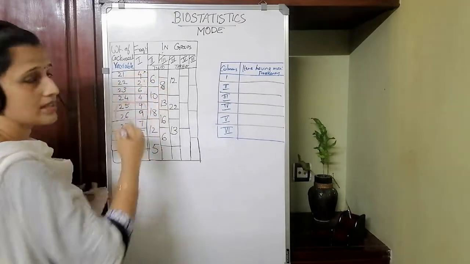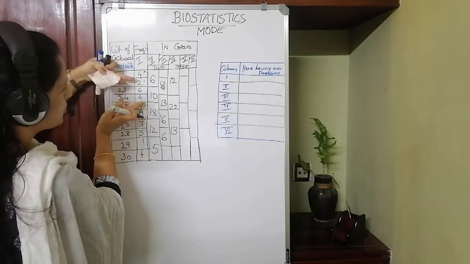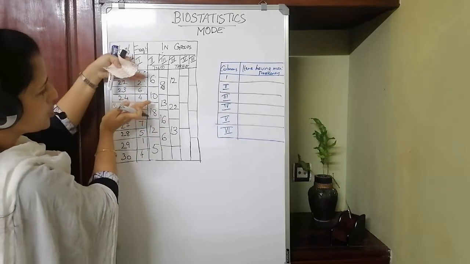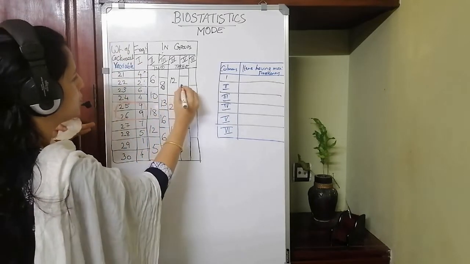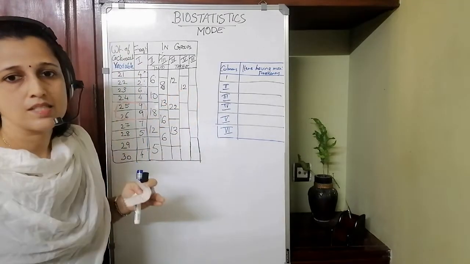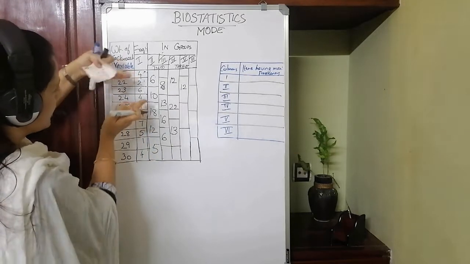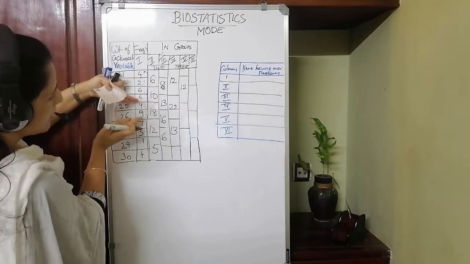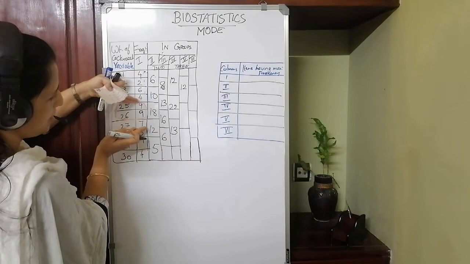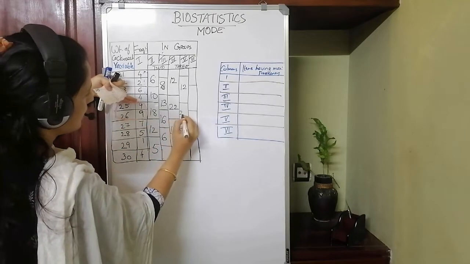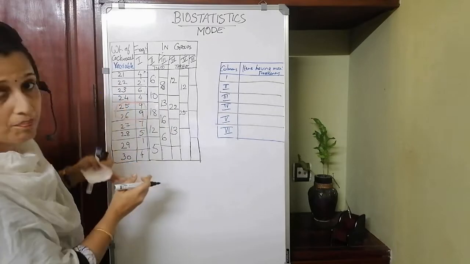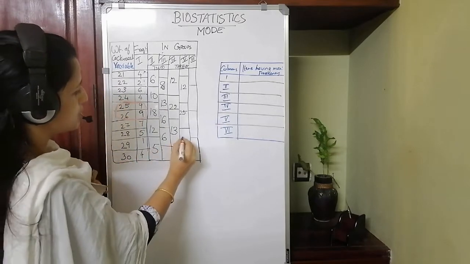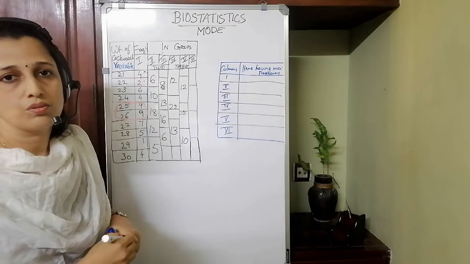The frequency 4 is ignored here. Then you have to take this 3, that is 2 plus 6 plus 4, that comes to 12. Then next 3, that is 9 plus 9 plus 7, that comes to 25. Then next 3, 5 plus 1 plus 4, that comes to 10. That is a group of 3.